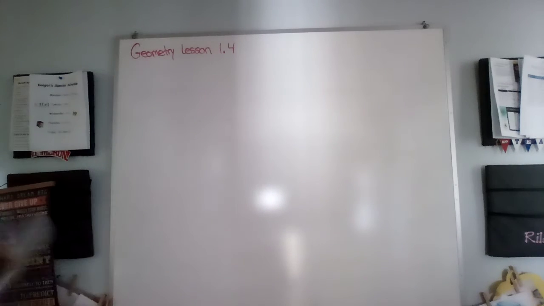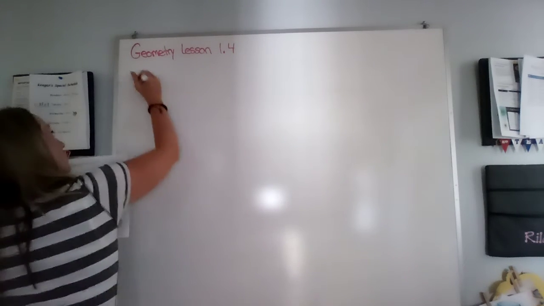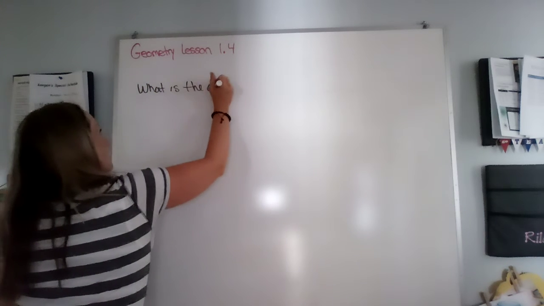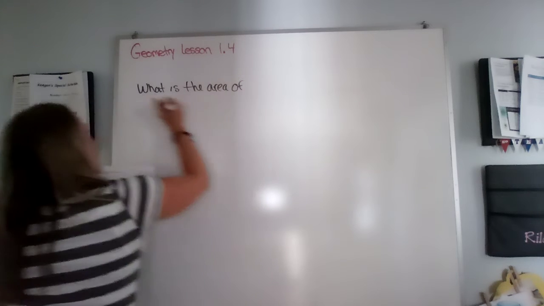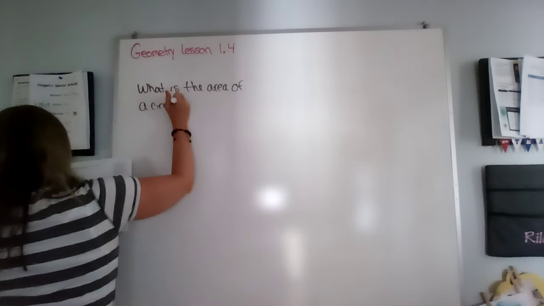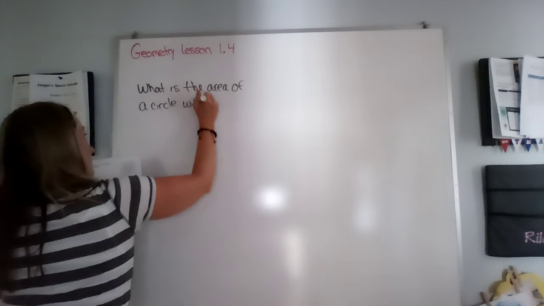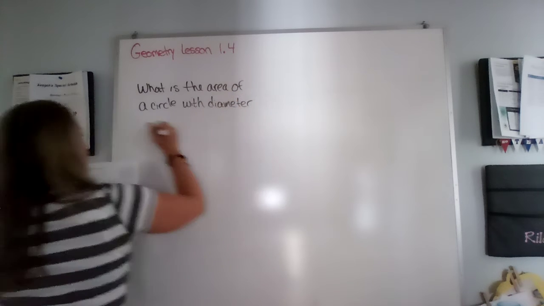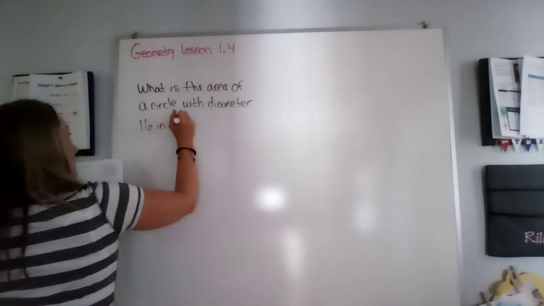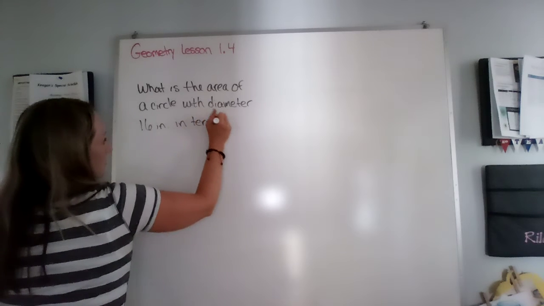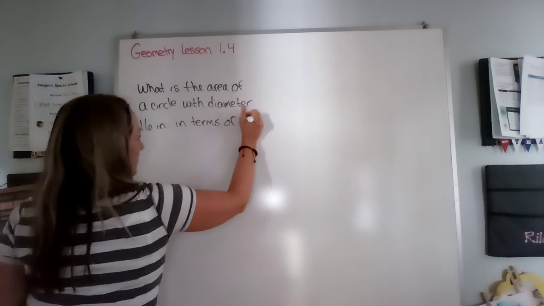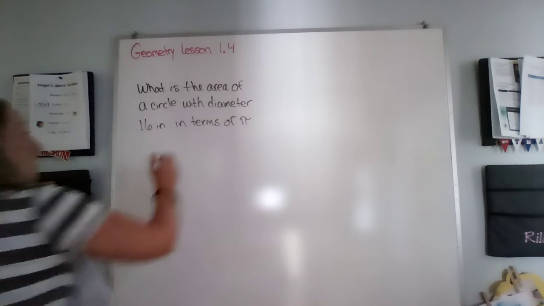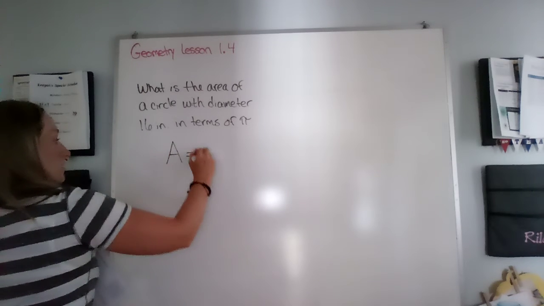All right, so for the next problem, it says, what is the area of a circle with diameter 16 inches in terms of pi? Okay, so again, start by writing the formula down, draw a diagram if you want. The area formula for a circle is pi r squared.